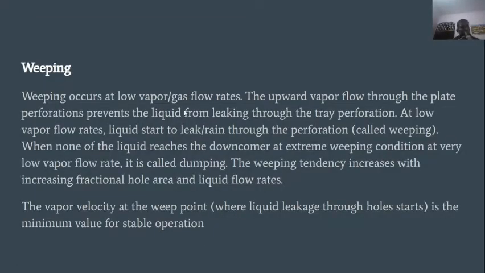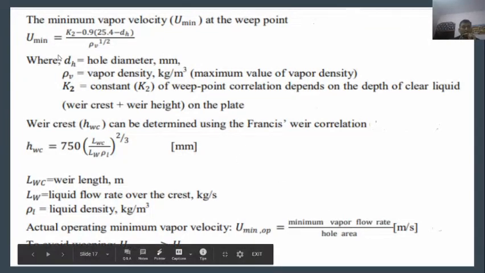Now the next example is weeping. In contrast to flooding and entrainment, weeping occurs at low vapor gas flow rates. The upward vapor flow through the plate perforation prevents the liquid from leaking through the tray perforation. So at low vapor rates, the liquid starts to leak through the perforation, called weeping. When none of the liquid reaches the downcomer at extreme weeping conditions, at very low vapor flow rate, it is called dumping. The weeping tendency increases with increasing fractional hole area and liquid flow rates. The vapor velocity at the weep point is the minimum value for stable operation. So here we find the minimum vapor velocity that is needed for stable conditions.